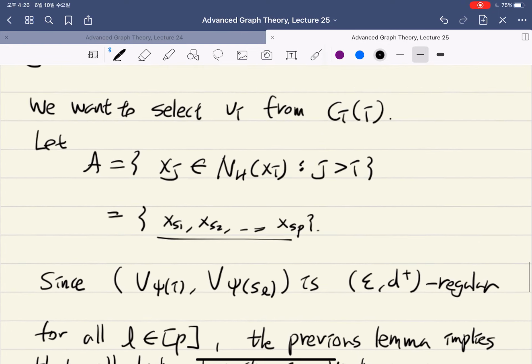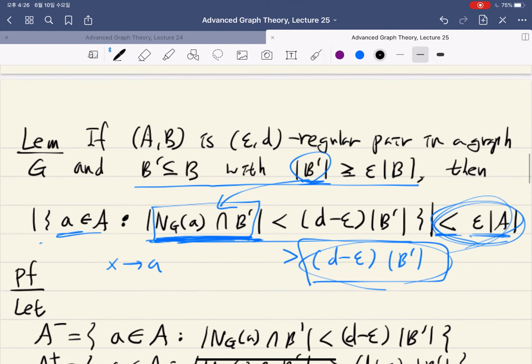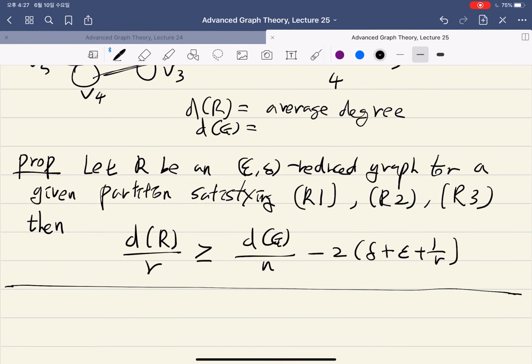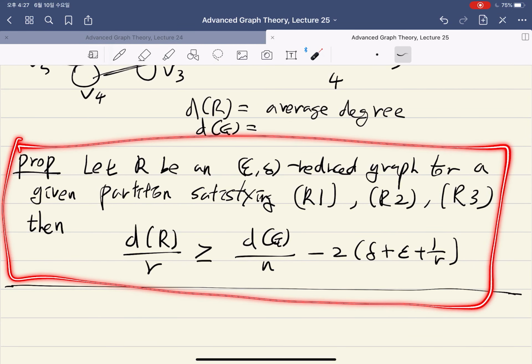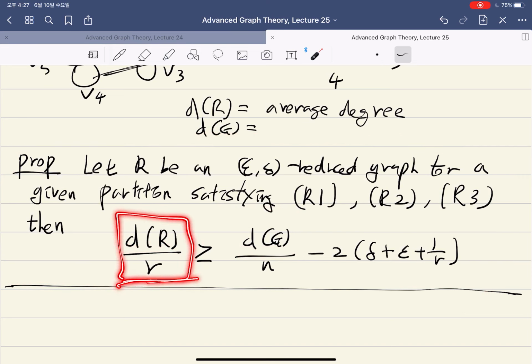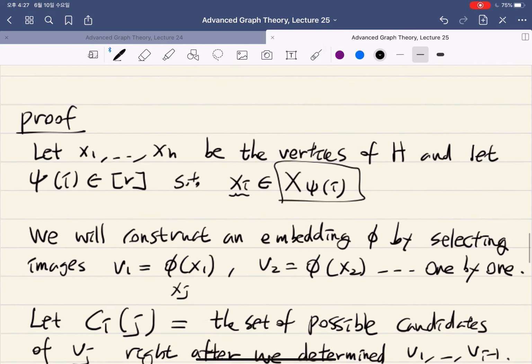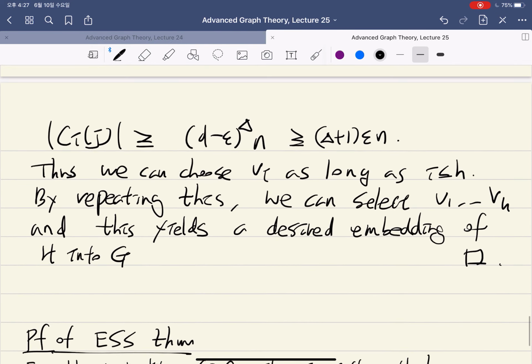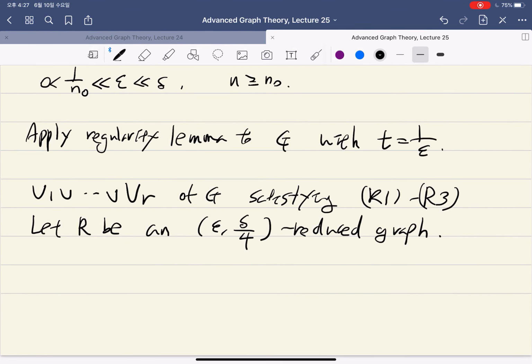Then we apply Proposition 6.21. So this proposition. So we know that the average degree of R is inherited from the average degree of G. This gives us a bound on the number of edges in R as well. Then from that we can actually show that because epsilon is small enough, the number of edges in here is (1 minus 1 over k minus 1 plus delta over 4) times r squared over 2.